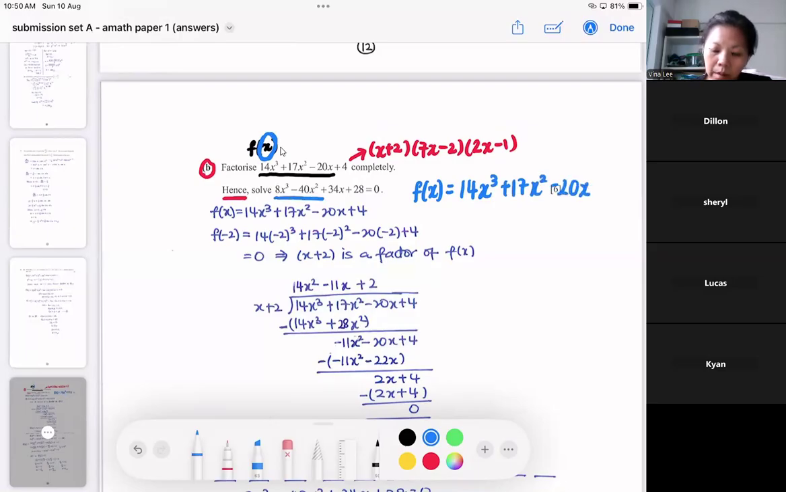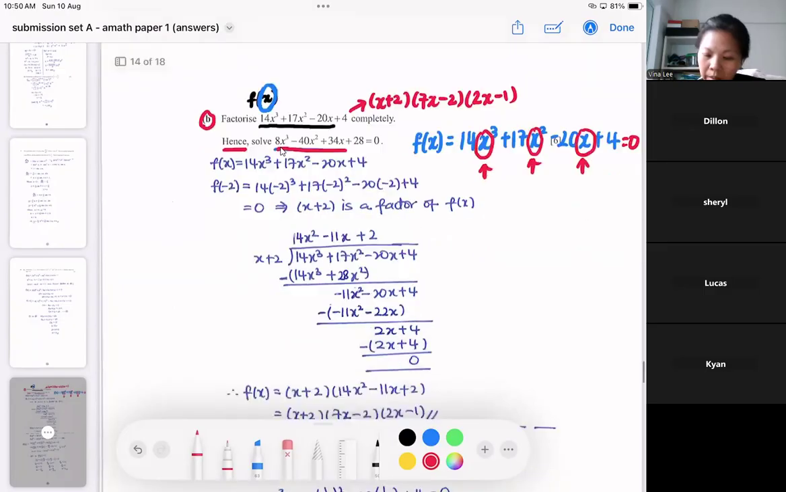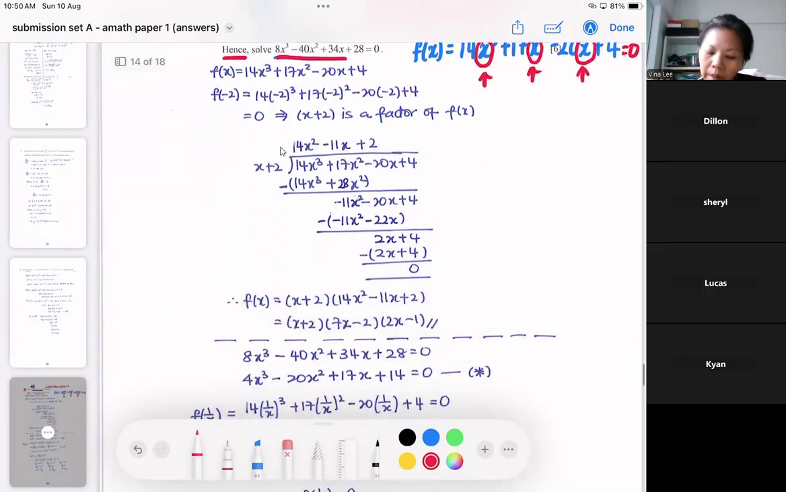So listen up, I need to check what I can change the x with so that I can get the new equation. Okay, so the trick is I want to change this x to something else so I can get the new equation here. The trick is looking at the numbers.